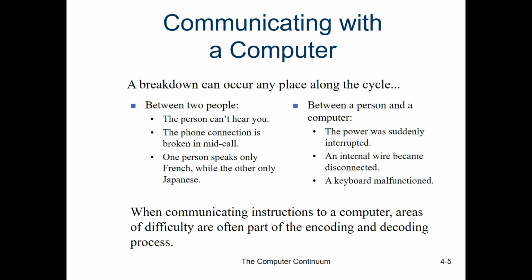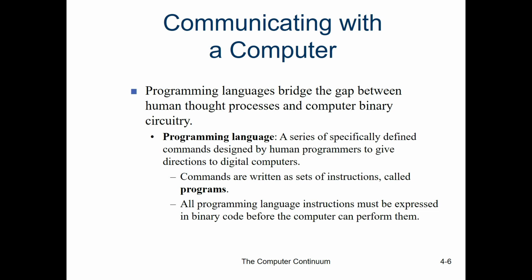So when communicating instructions to a computer, areas of difficulty are often part of the encoding and decoding process. In a communication process, the most difficult areas are often encoding and decoding the messages which are being sent over the internet or whatever. So programming languages bridge the gap between human thought process and computer binary circuitry.